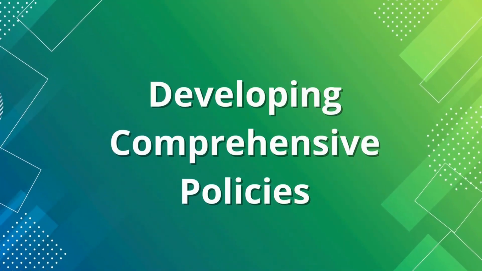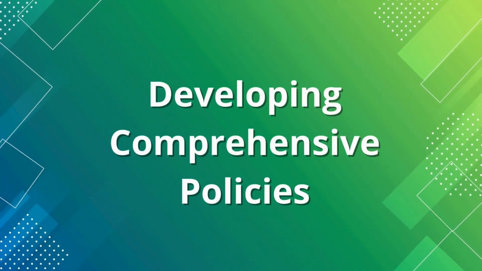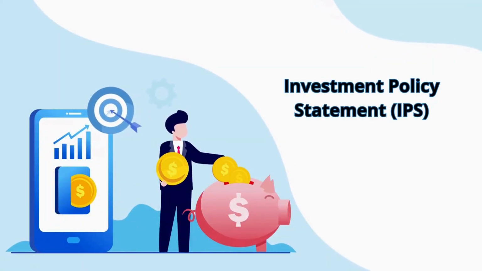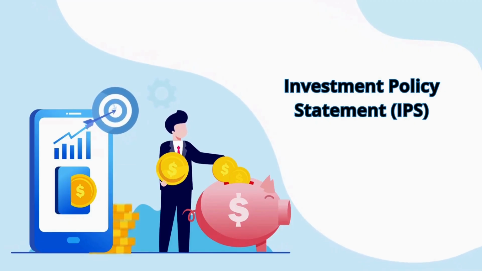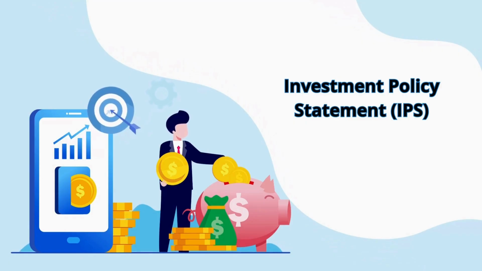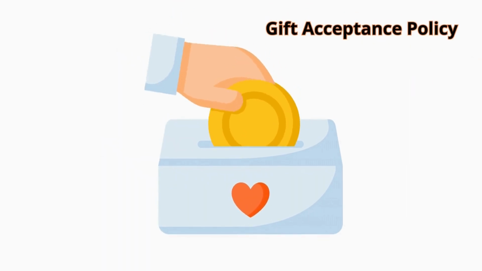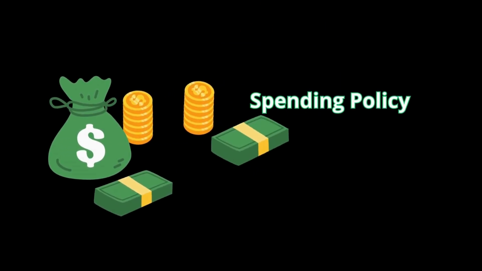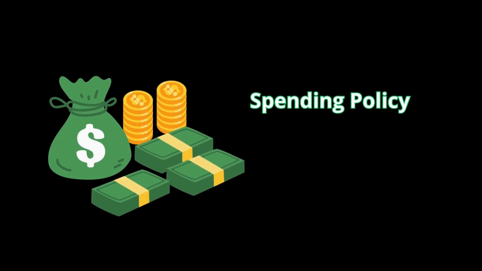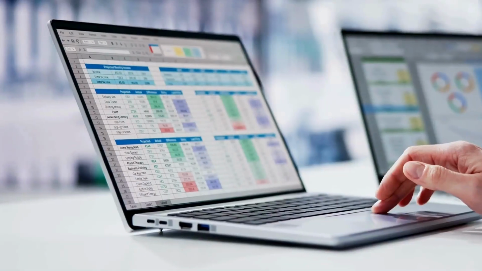Developing comprehensive policies. Key documents in your policies may be an investment policy statement, which outlines the financial goals, risk, and allocation. Another document could be a gift acceptance policy, which clarifies criteria for accepting restrictions. A third document would be a spending policy, which details withdrawal procedures. And a fourth document would be an administrative fee policy, which explains fund management costs.